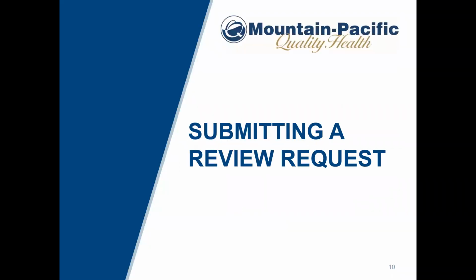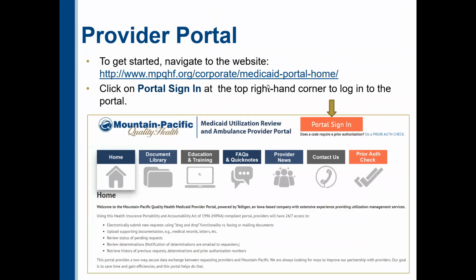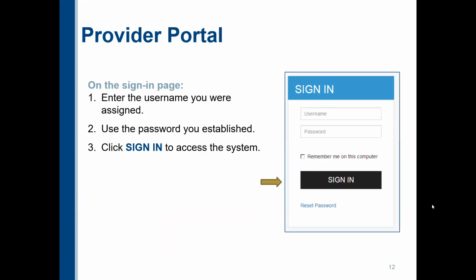Let's jump right into submitting a review request. Again, you'll go to this URL and click on the portal sign in tab at the top. That will take you to the sign in page. Here you'll enter the username that you received in the email from the authorized official. And then you'll use the user password that you've established that's unique to you, and then simply click sign in.